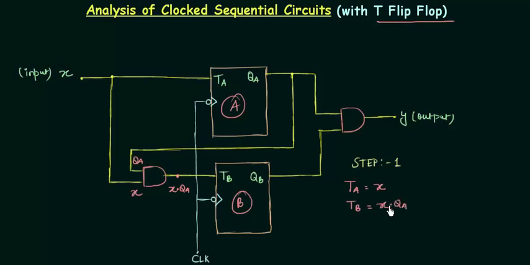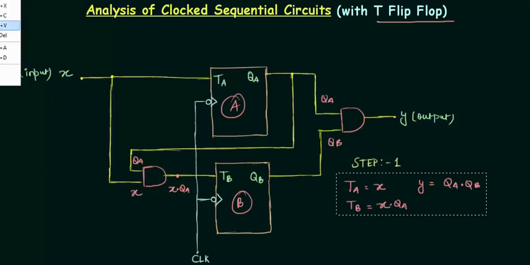Now we will move to the output equation, and the output is the output of this AND gate, and the inputs are QA, QB. So Y is the output, and it is equal to QA and QB. As we have the input and output equations, we can now move to the state table.